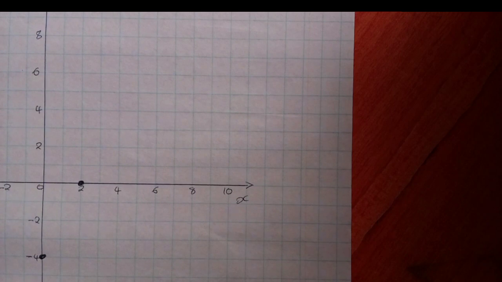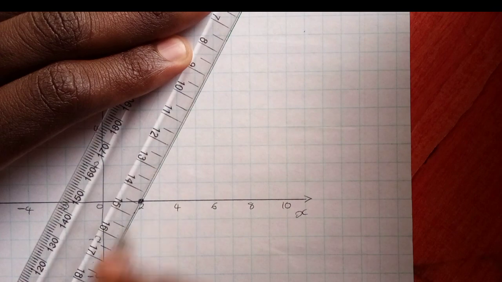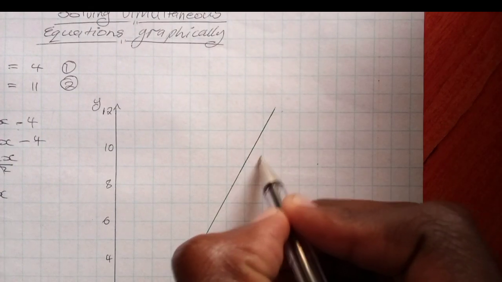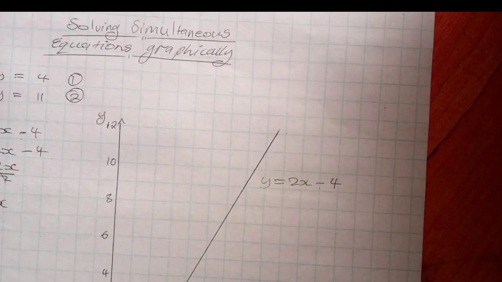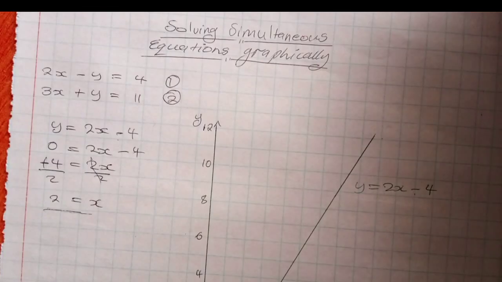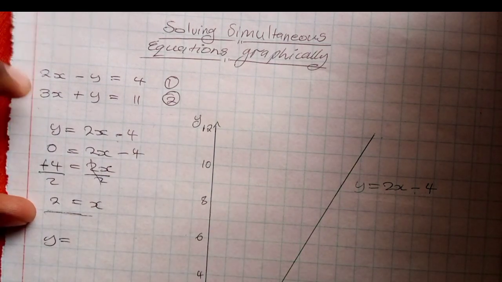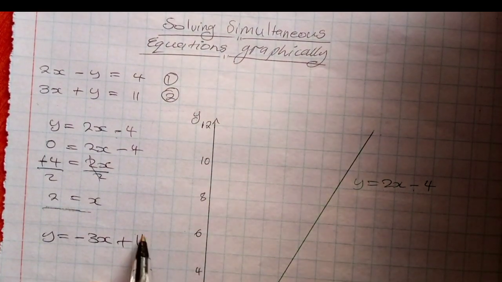Then the next thing you have to do is take a ruler and join those 2 points to construct your straight line. So this would be your line, y equals 2x minus 4. Then you do the same process for the next equation, making y the subject. You have y equals, you take 3 to the other side of the equal sign, it becomes negative 3x plus 11. Again, this is our y-intercept, where this line is going to cut the y-axis, which is somewhere here.